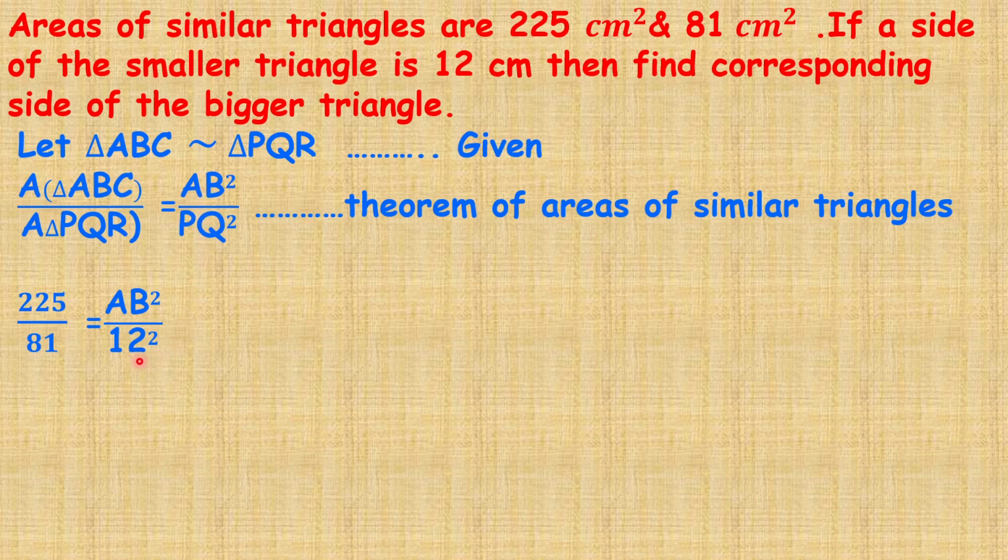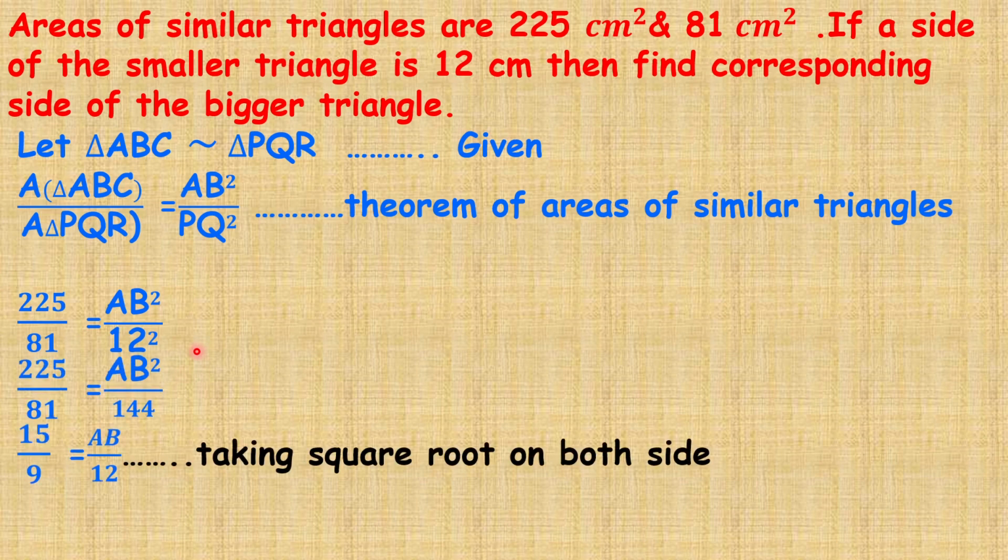The PQ is given 12. The numbers are perfect square numbers. Therefore, we take a square root here. The square root of 225 is nothing but 15. Square root of 81 is nothing but 9. The square root of AB square is nothing but AB. And square root of 144 is nothing but 12.